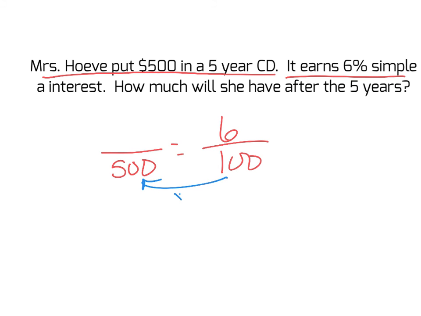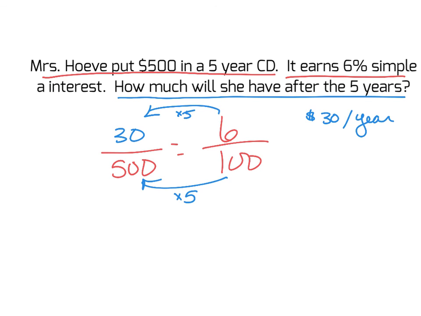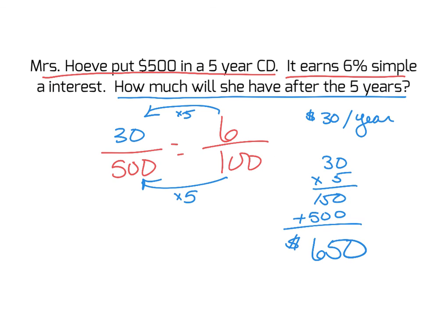And again, I'm going to go easy. 100 times 5 gives me 500. So 6 times 5 gives me 30. So I earn $30 a year. How much will she have after the 5 years? So let's do this. $30 a year times 5 gives me $150, plus my principal amount, I'm going to have $650 after 5 years.